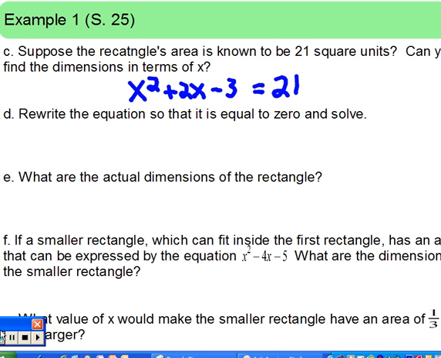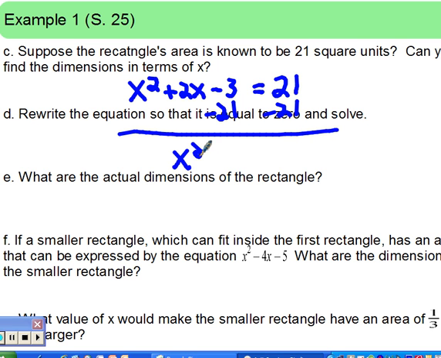Alright, first they told me to make this equal to 0. I can do that just by subtracting 21 from both sides of the equation. And I'm going to get x squared plus 2x minus 24 equals 0. And they told me to solve this.